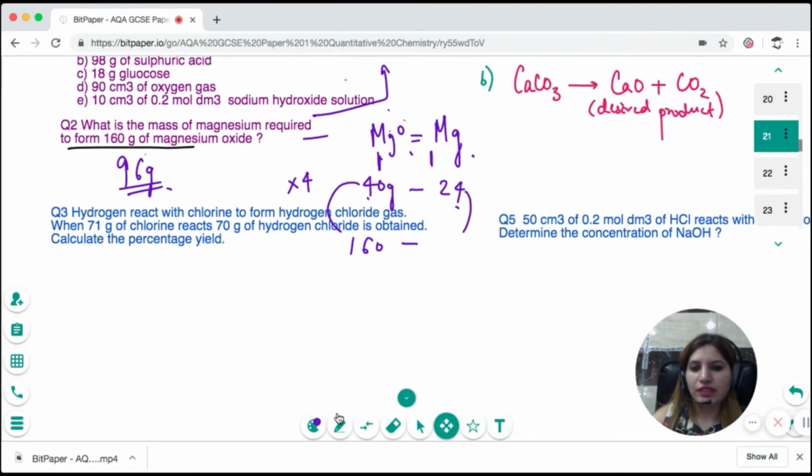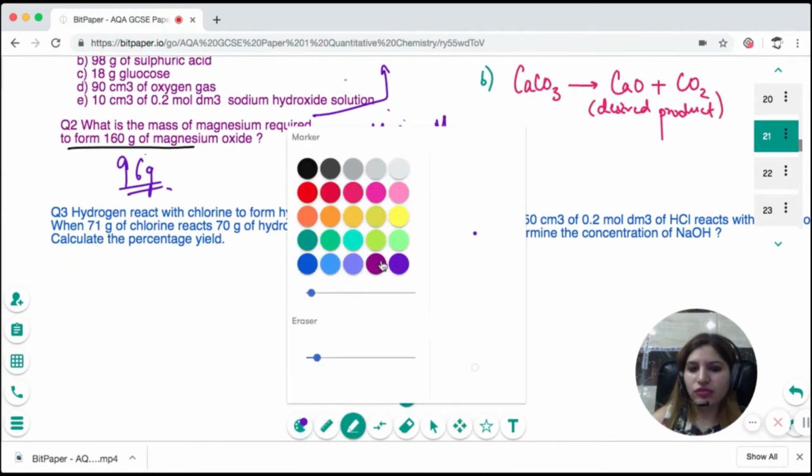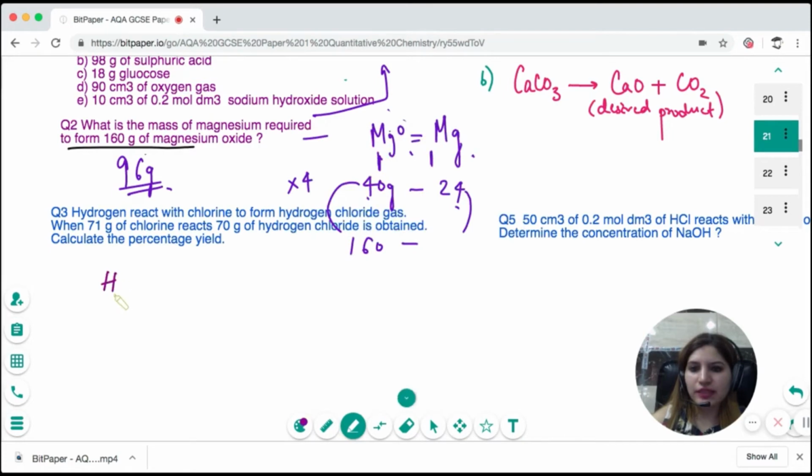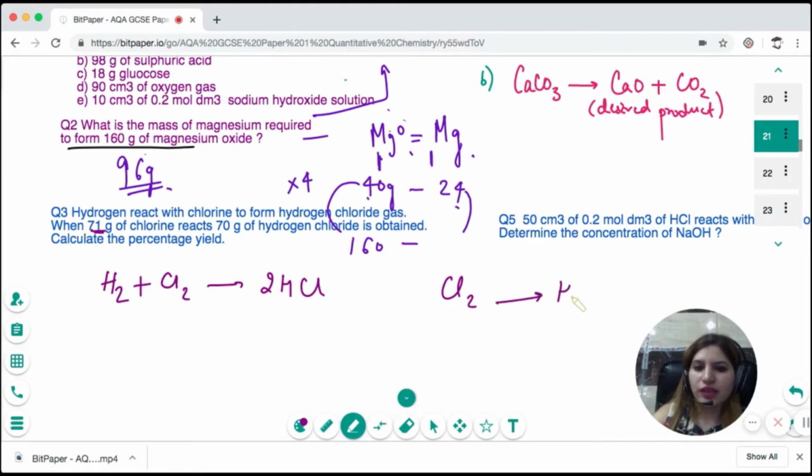Now let's look at the third question. Hydrogen reacts with chlorine to form hydrogen chloride, HCl gas. So let's write the balanced chemical equation. H2 plus Cl2 gives 2 HCl. They say when 71 grams of chlorine react. So the chlorine is given to you, you have to find the mass of HCl. Okay. Now 1 mole of chlorine is giving us 2 moles of HCl. Now what is the mass of 1 mole of chlorine? 1 mole of chlorine is 71 grams.